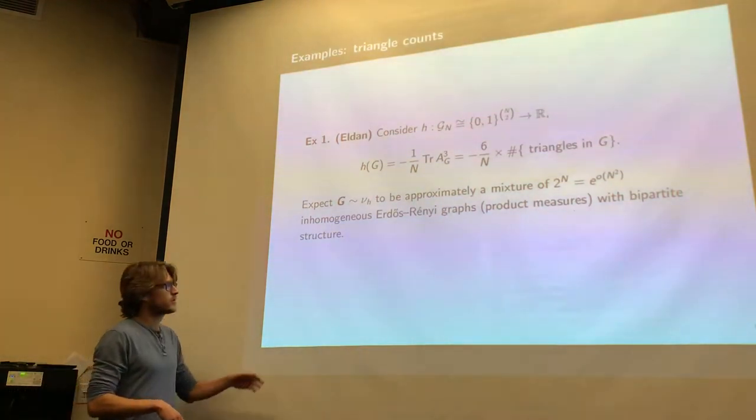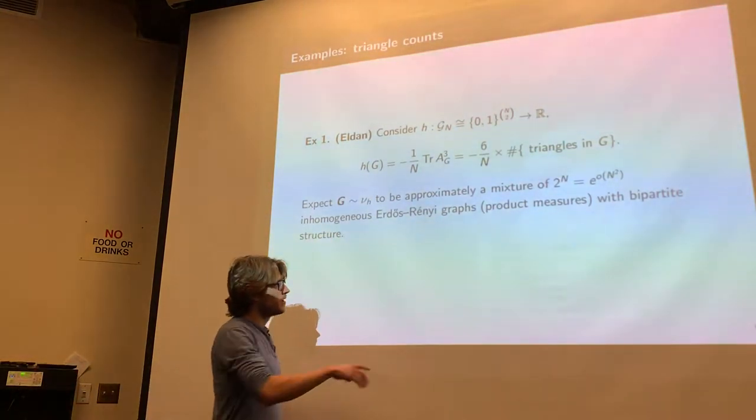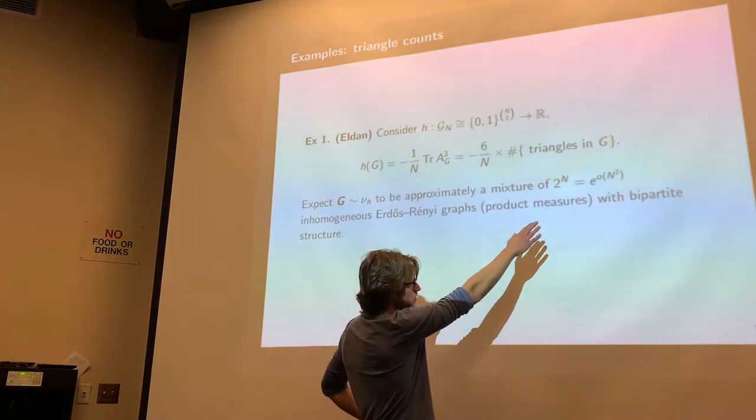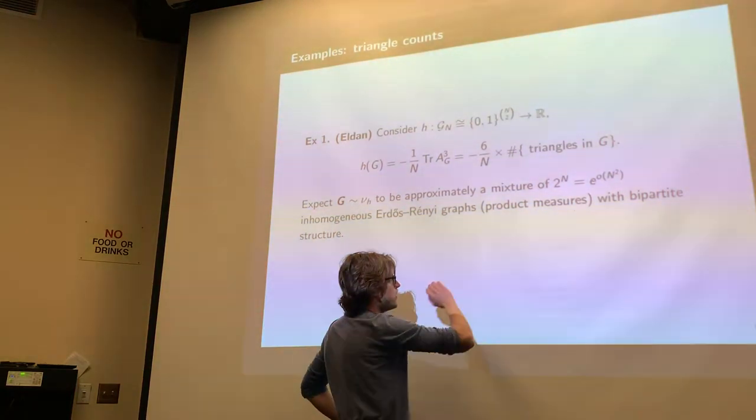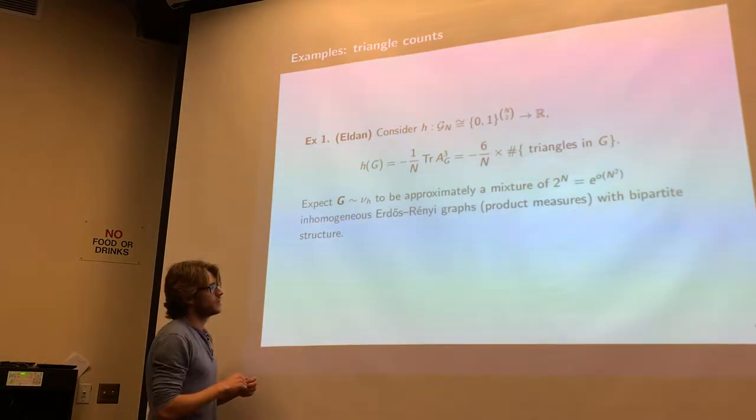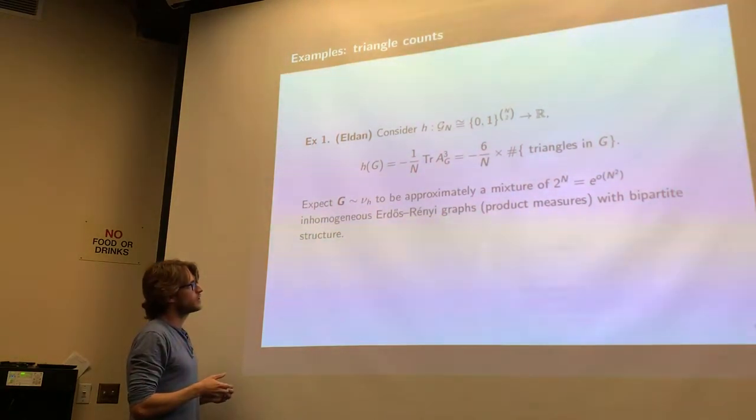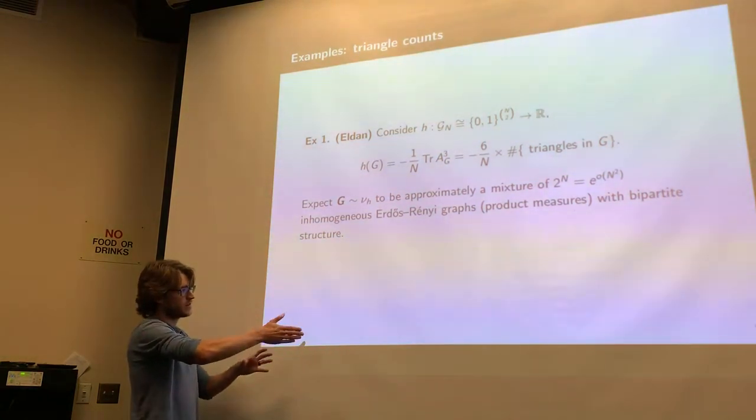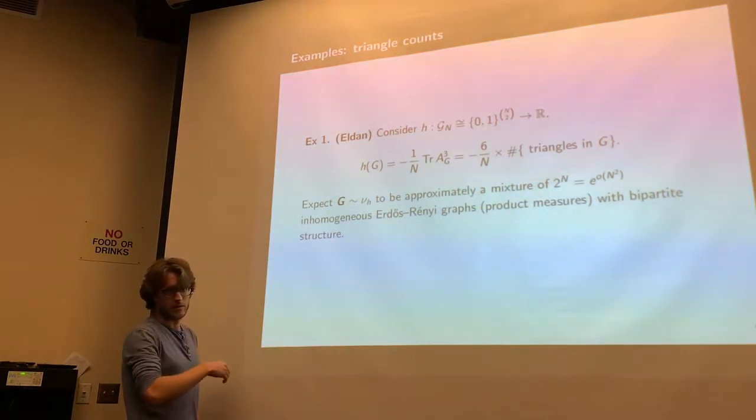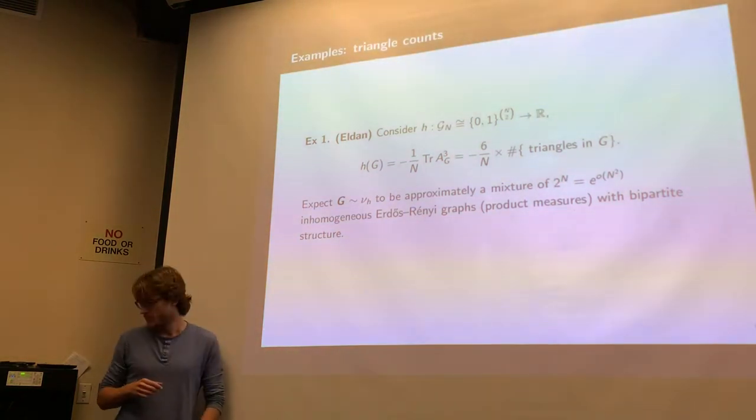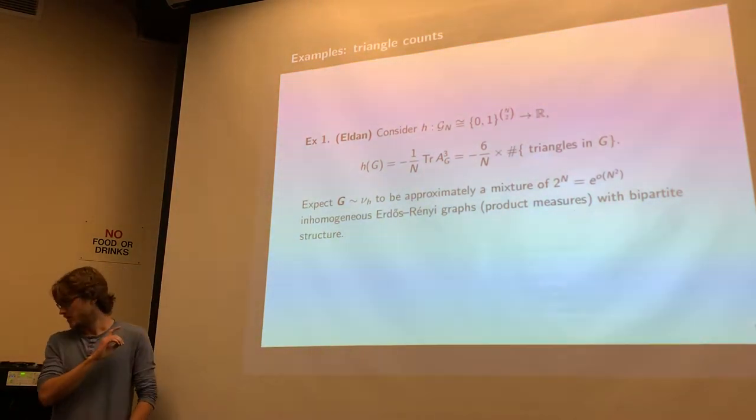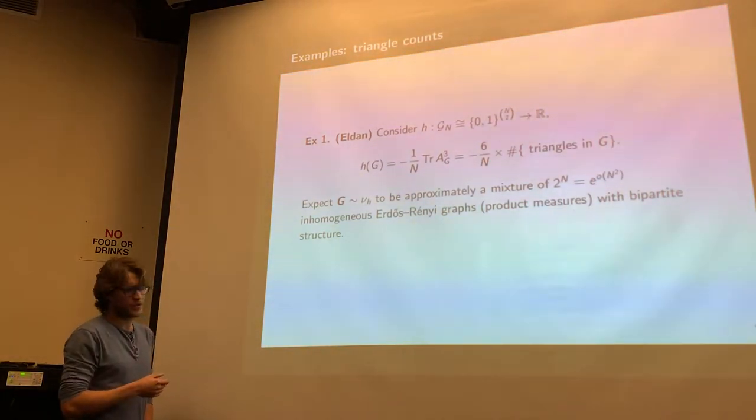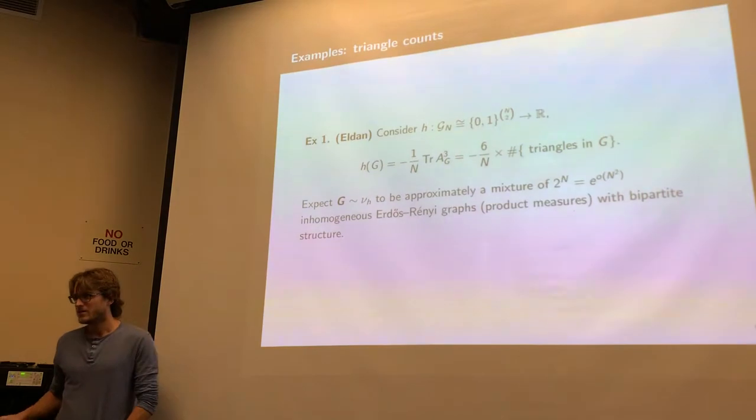So what you should expect is that it'll be a mixture of roughly 2 to the n choices of where the bipartition goes, which again is small compared to the dimension, since the dimension of the space here is n choose 2. And then once you plant this bipartition, you should have higher density between and lower density within. This isn't a theorem. Eldon and Gross have some results in this direction, but I'm pretty sure this is not a theorem.